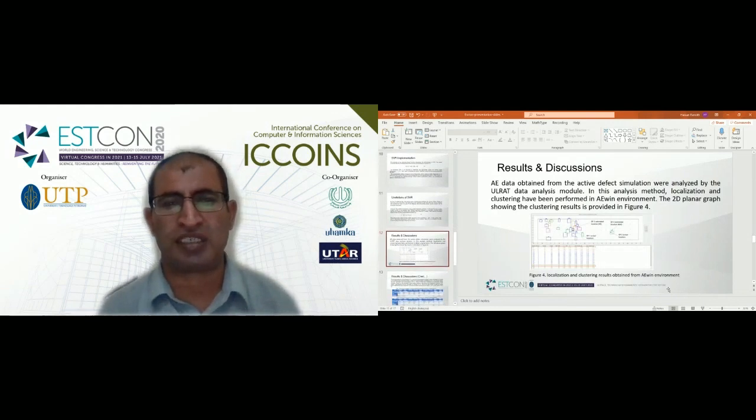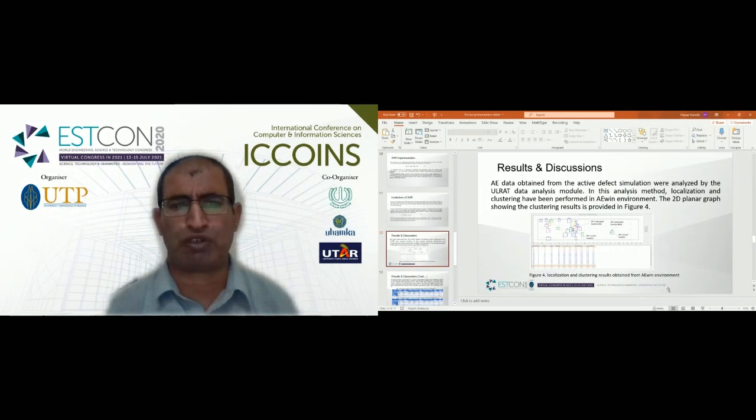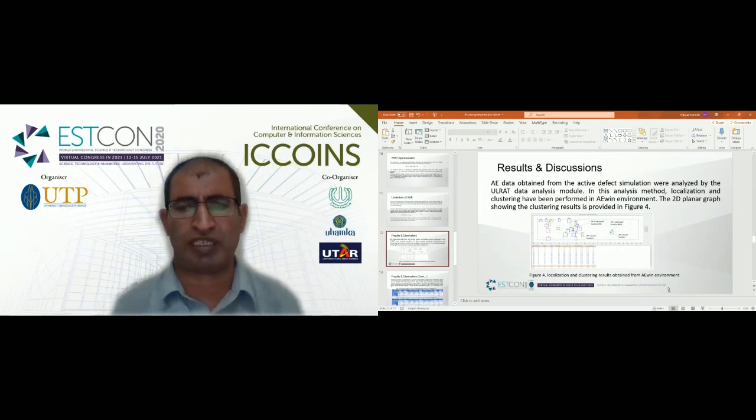So, the resultant discussion. AE data obtained from the active defect simulation were analyzed by the data analysis module. In this analysis method, location and clustering have been performed in the AEwin environment. The 2D planar graph showing the clustering result is provided here.